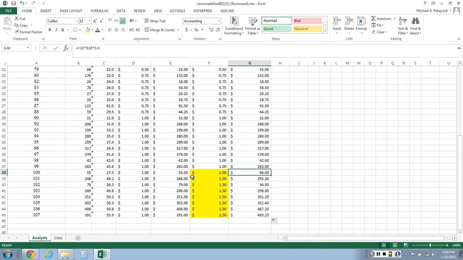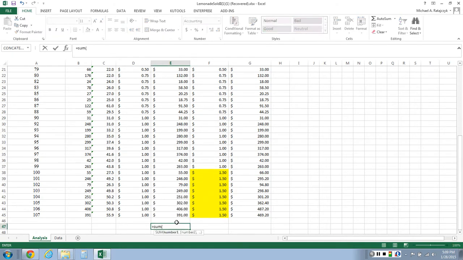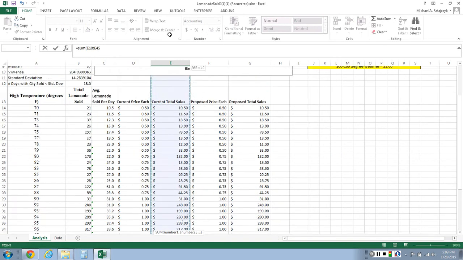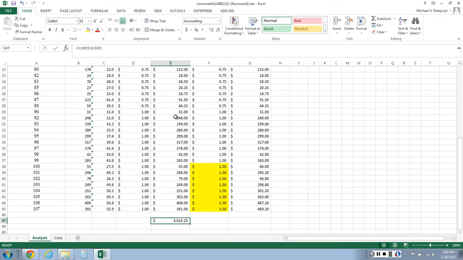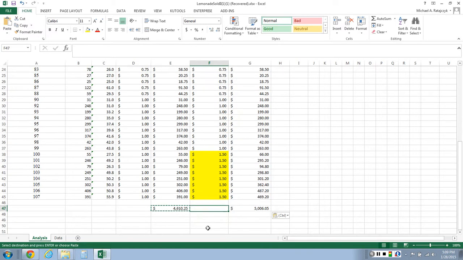So now you can look and say, okay, my old sales were $55 at $1 each. My new sales are $66 at $1.50, accounting for that 80% left in demand. Now this is where you figure out if it's worth it. We're going to do a sum. I'm in E47. I'm going to sum up current total sales, copy that formula, move over to proposed total sales, and you can see here that I've got more money.